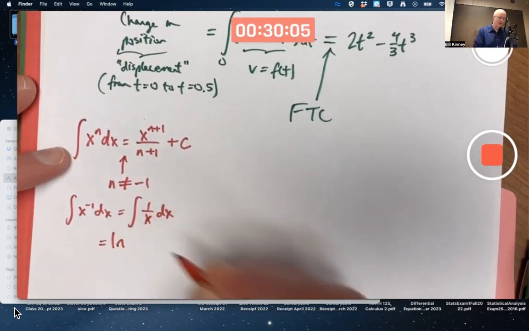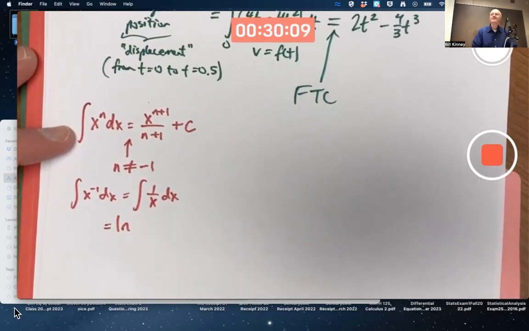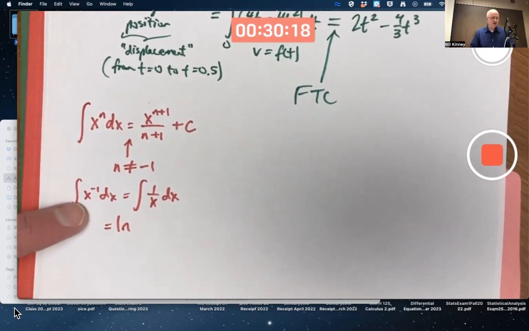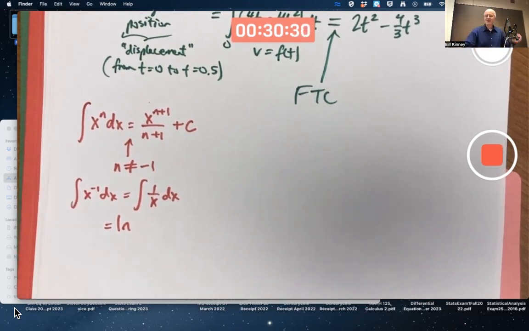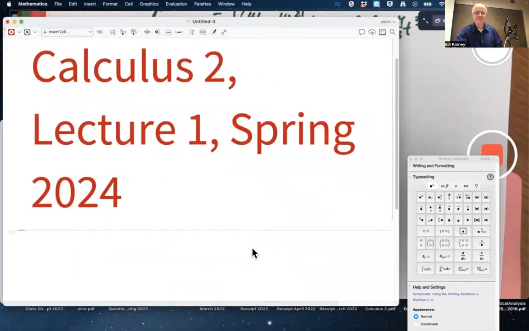Log natural in French, except I'm not pronouncing it as a Frenchman. Of x? Yeah, plus c. However, this function is defined for negative values of x as well, and natural log of x is not defined when x is negative, at least in this class. Well, actually, natural log of a negative number is defined.